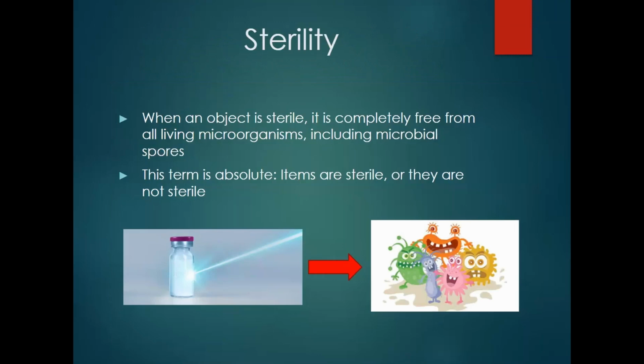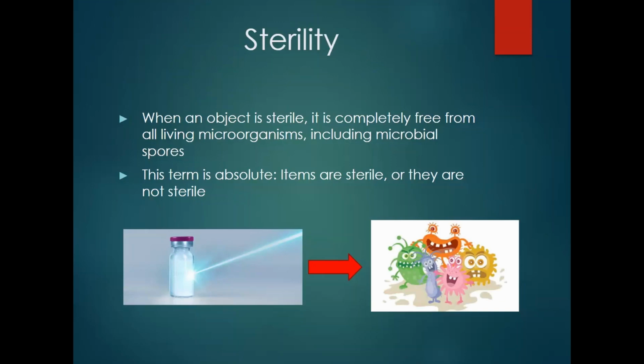Sterility, when you sterilize an object, it's completely free from all living microorganisms, including microbial spores. So the term sterility, or the sterile term, is absolute. Items are either sterile or they are not sterile. There's no, it's sort of sterile, it's yes or no. Now, a sterile object is known to be sterile only after it's been processed with a proven method of sterilization.